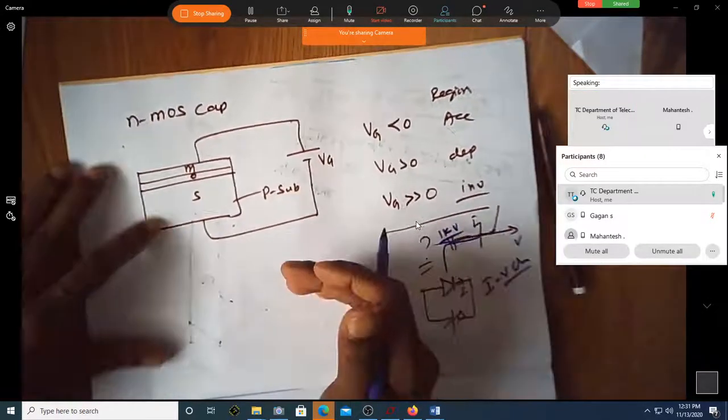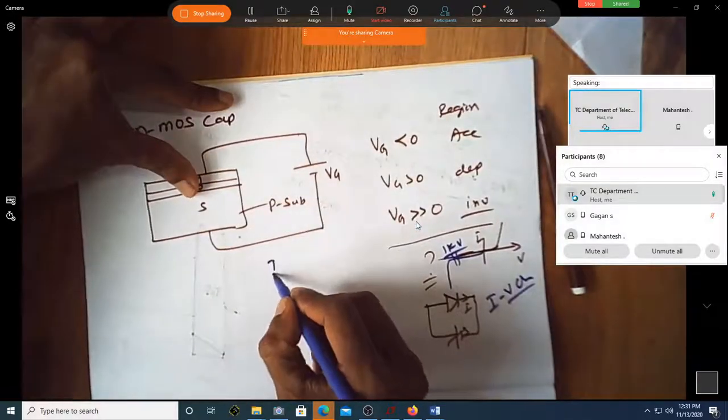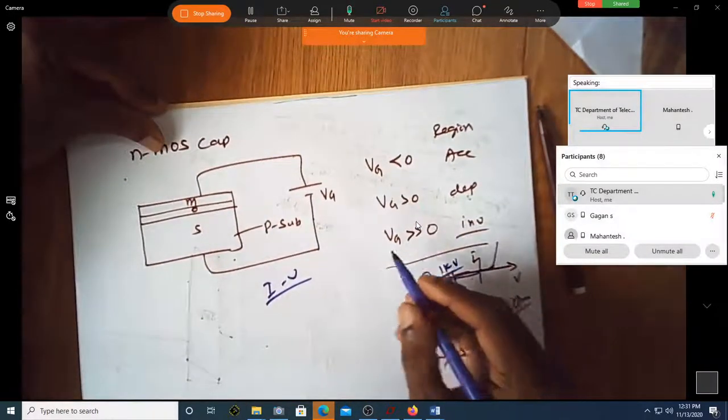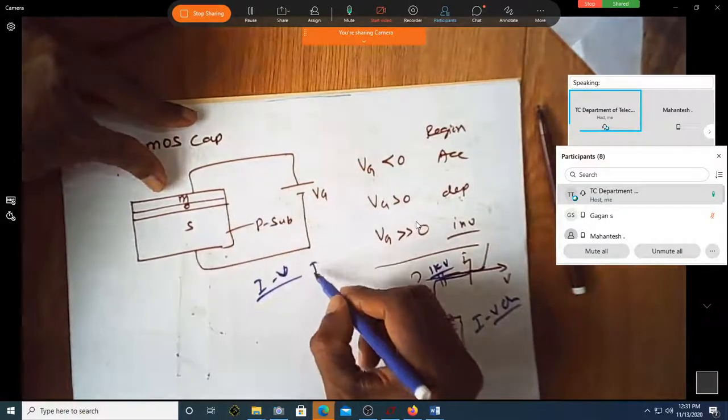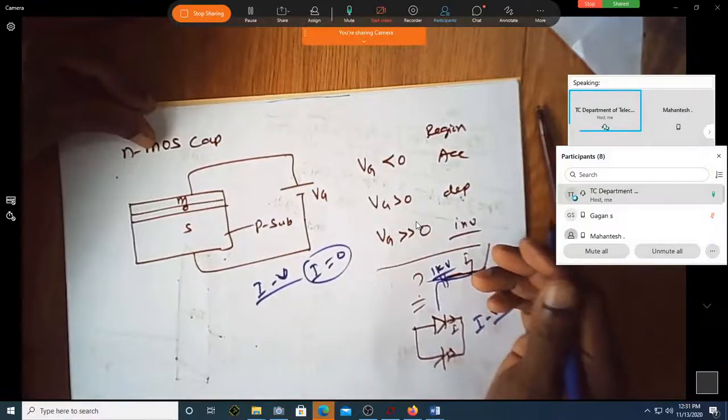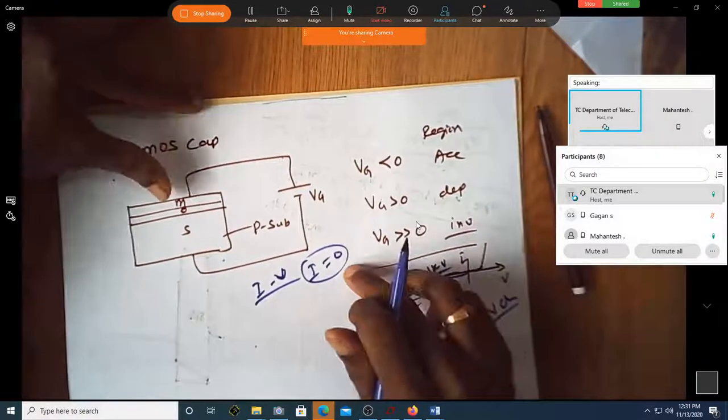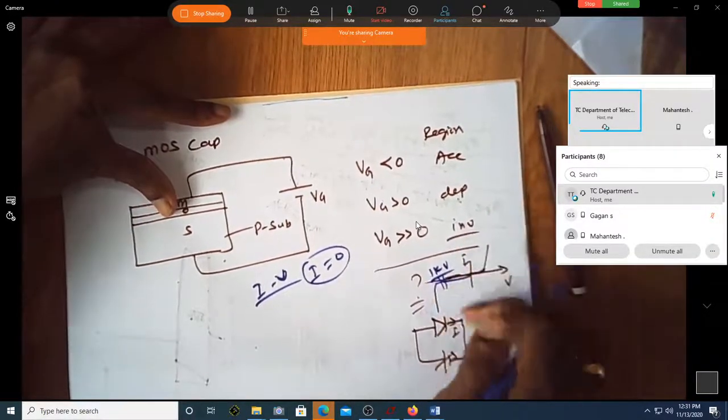Over here, do we do a similar type of IV characteristics? It's not possible because we know that this is an insulator. The current is always zero. When the current is always zero, you cannot do IV characteristics.